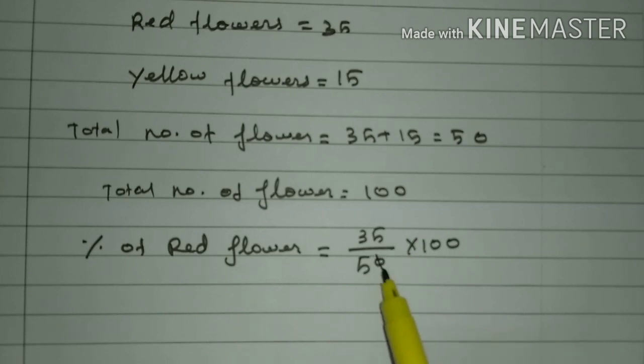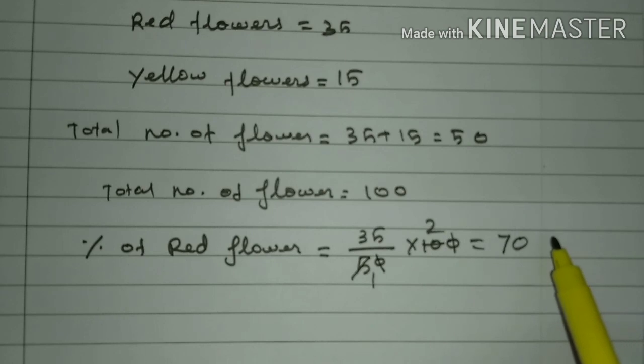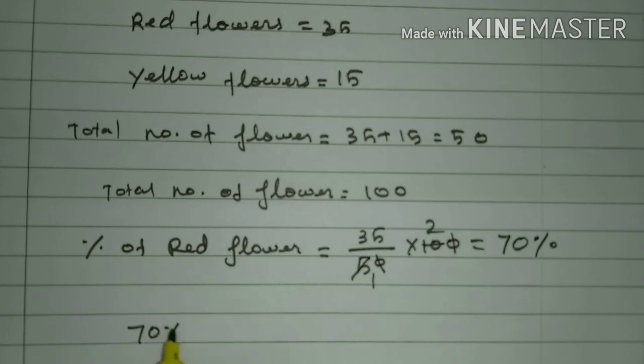Let's find out. This 0 and this 0 get cancelled. Then 1 5 is 5 and 2 5s are 10. So 35 multiplied by 2 will be 70%. Let's write this 70% here.